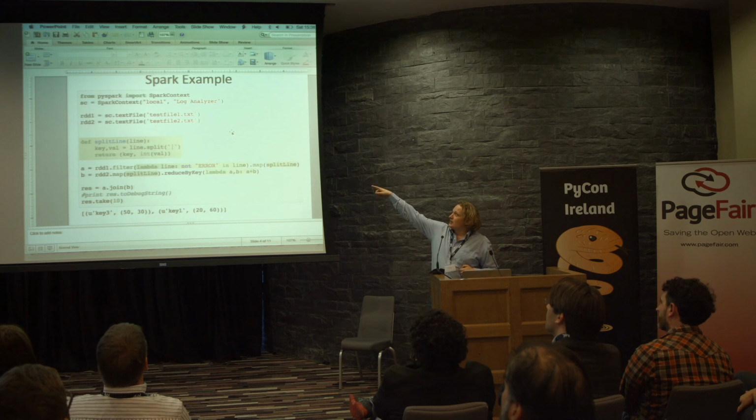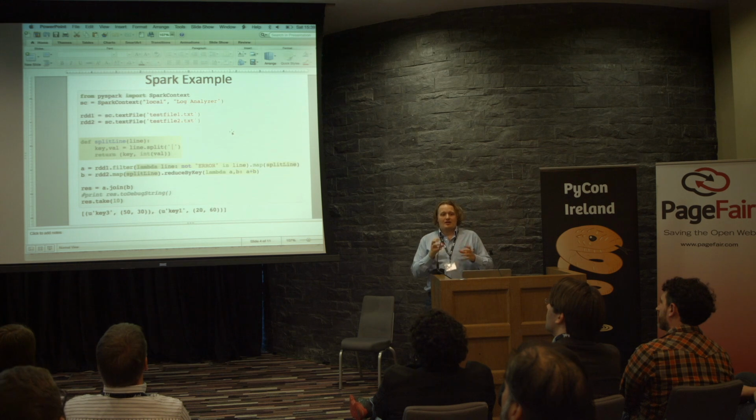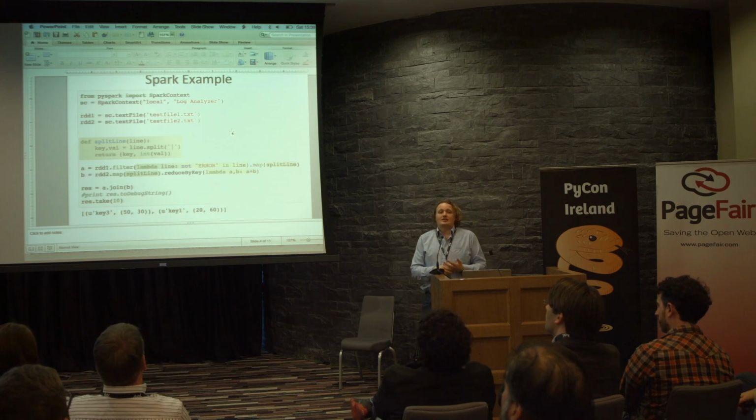The first thing you do is you create a Spark context. The Spark context contains your orchestration, so it will take care of partitioning your requests and things like that. Then the next thing is you create an RDD, and an RDD is a resilient distributed data set.